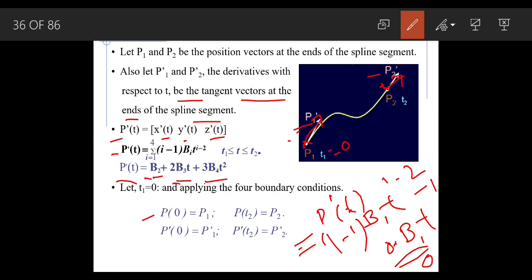So p of 0. At this position, what is the value of t? It is equal to 0, and that is why it is equal to p1 as it is. While what is the derivative of this? At t1 equal to 0, the derivative is p1 dash. Now we consider this t2. So p of t2, this is the end point position vector, is equal to p2, and p dash t2 is equal to the first derivative of p2, that is p dash 2.